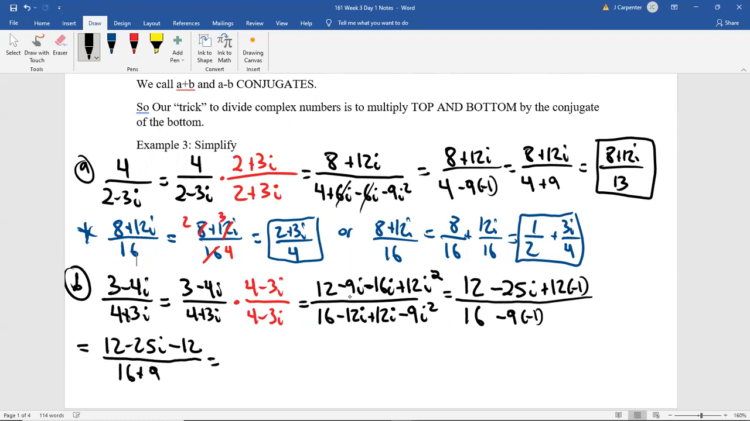Check this out in the top. The 12s actually cancel. That's kind of cool. Doesn't happen a lot, but it does here. So minus 25i over 16 plus 9 is 25. Here the 25s cancel because there's no real term. There's no multiple parts. This is just a nice simple fraction. You get negative i.